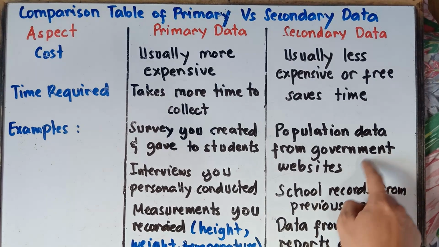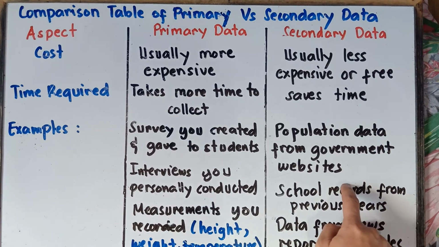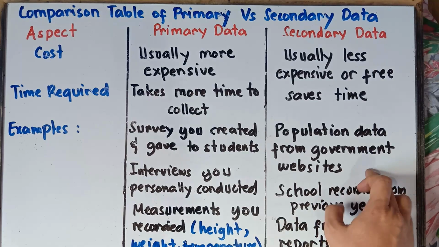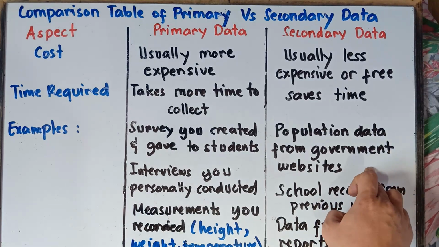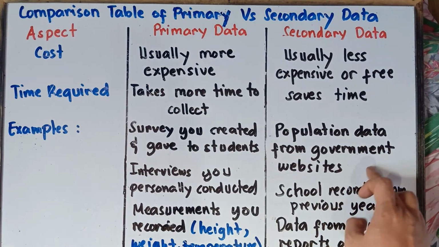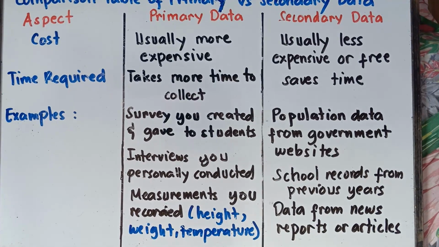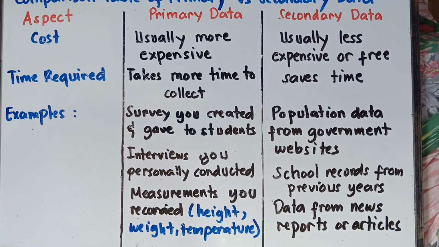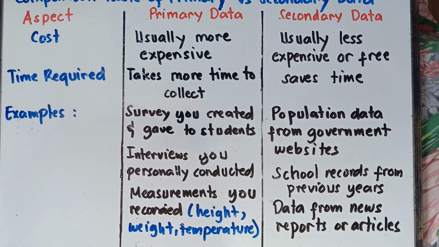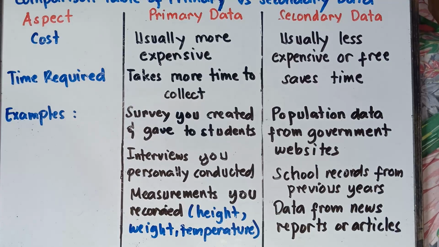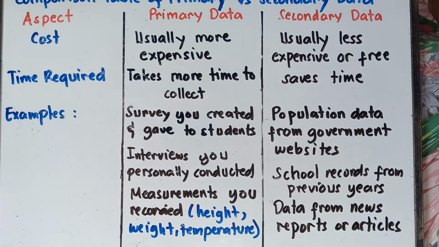We have population data from government websites. Of course, the data on the internet has already been processed by someone else. So therefore, we call this secondary data. School records from previous years, yep, we call that secondary data. Data from news reports or articles. Alright, so that's it, class, with regards to primary and then secondary data. I hope, class, you learned something with regards to primary and secondary data.